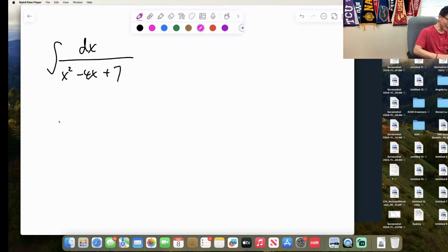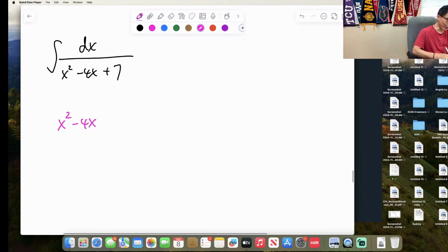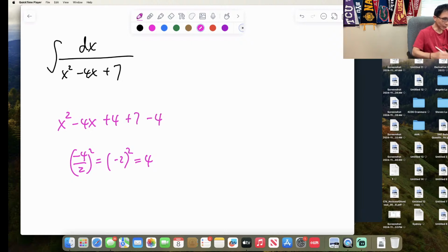Okay, so x squared minus 4x. Now, if you don't know how to complete the square, it's negative 4 divided by 2, in parentheses, squared. You need to know this for the SAT. Negative 2 squared is equal to 4. So we're going to add 4 and subtract 4 because you want those two to cancel.